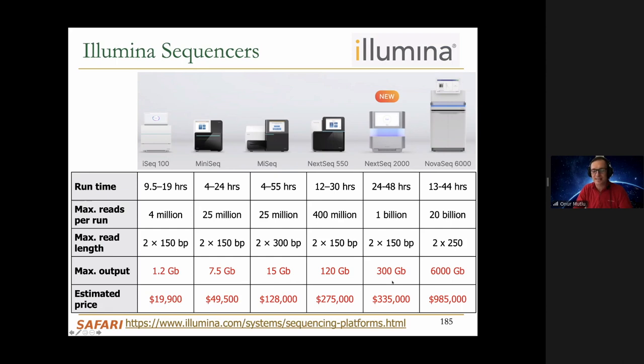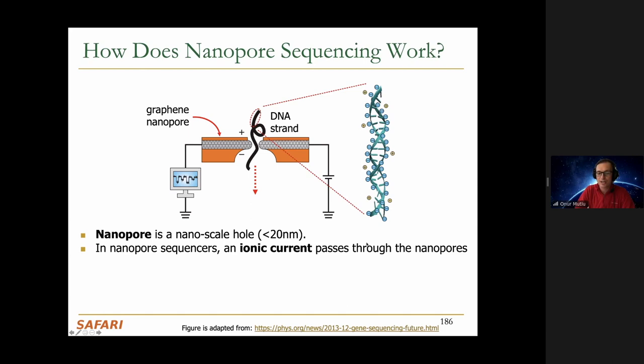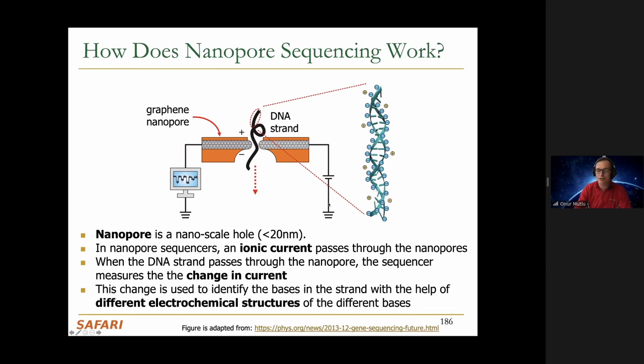Anyway, nanopore sequencing is interesting because it's a fundamentally different technology. Essentially, you have a nanoscale hole through which you pass the DNA strand. And the scalability is limited by how small you can make this nanoscale hole, of course, and how less error prone you can make that nanoscale hole. Essentially, ionic current passes through these nanopores. And when the DNA strand passes through the nanopore, it essentially perturbs the ionic current. It leads to a change in current. And the sequencer measures that change in current. And that change is used to identify the bases with the help of different electrochemical structures of the different bases. So different bases essentially lead to different perturbations in the end.